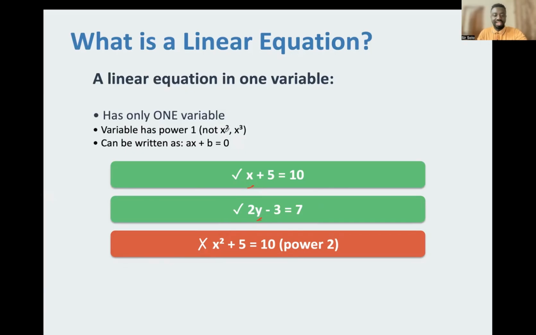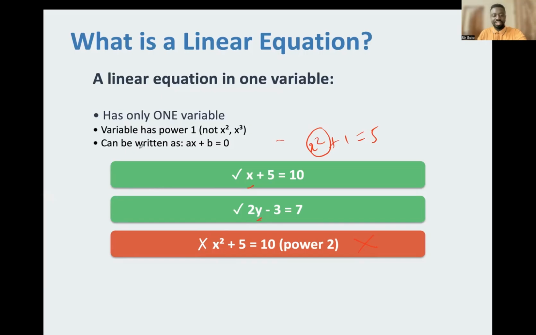If we have x squared or x cubed, they are not linear equations. If we have something like x squared plus 1 equals 5, the power is 2, so it is not a linear equation. Anything with x squared plus 5 equals 10 has a power 2, so it is not a linear equation, right? Good.